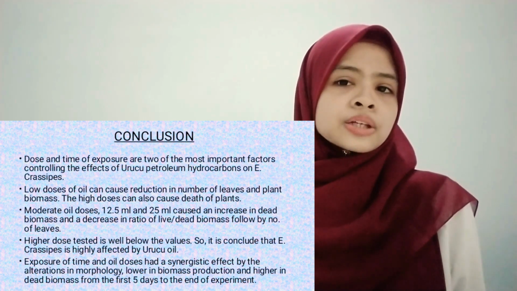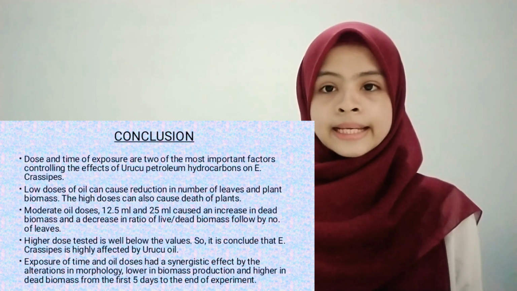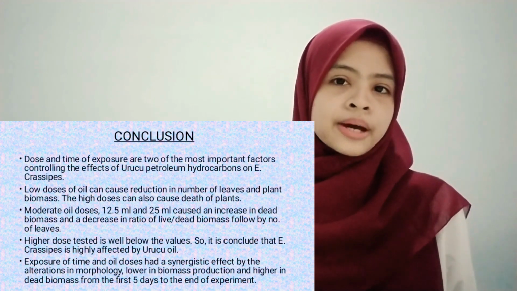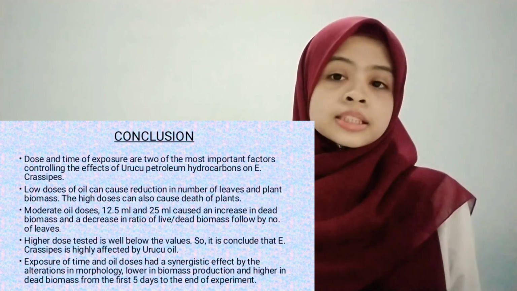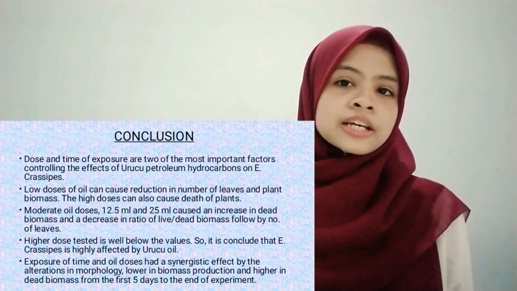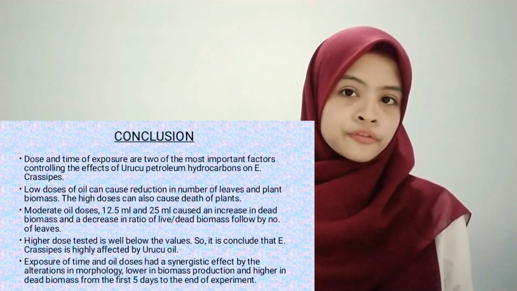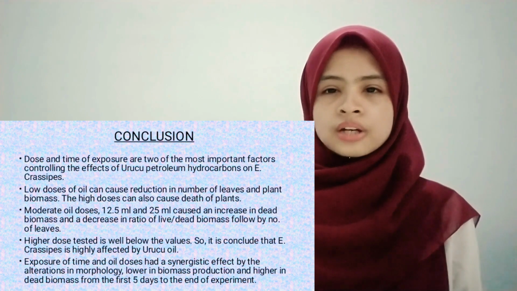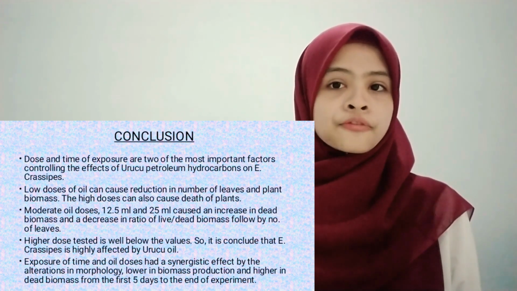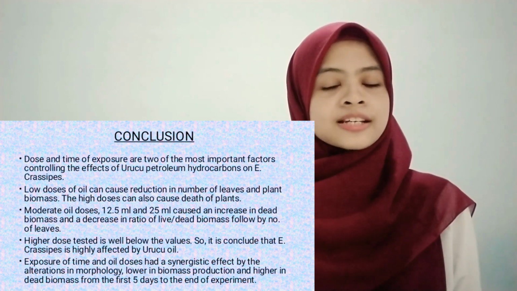Considering that the highest dose tested is well below the values found in spills, we may conclude that Eichhornia crassipes is highly affected by Urucum oil. The time of exposure and oil dose had a synergistic effect characterized by the intensification of the alterations in morphology, decrease in biomass production, and increase in dead biomass from the first 5 days of exposure up to the end of the experiment.